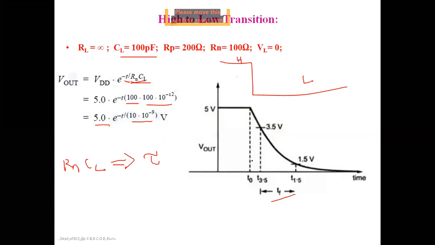This is the time for discharging the stray capacitance. But our concern is not the discharging of the complete stray capacitance. The fall time can be determined by the boundaries of the logic values. What are the boundaries of the logic values? To be recognized as a high state, the voltage must be at 3.5. Voltages above 3.5 are logic 1. Voltages below 0.5 volts are logic 0.